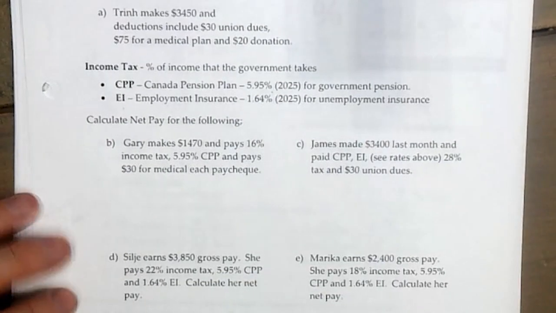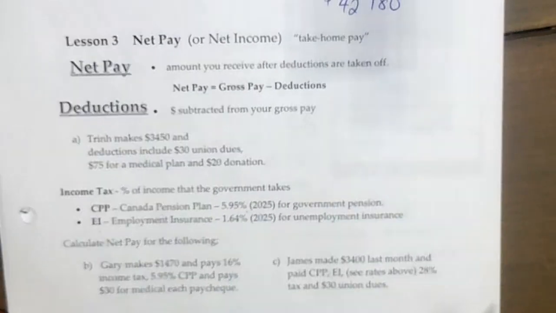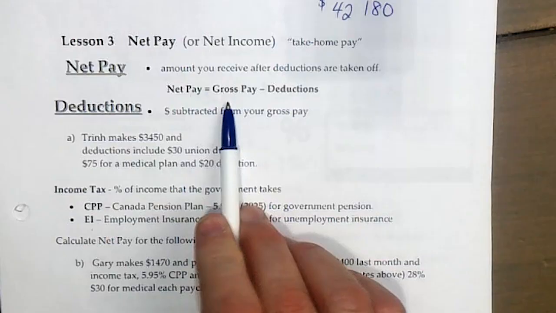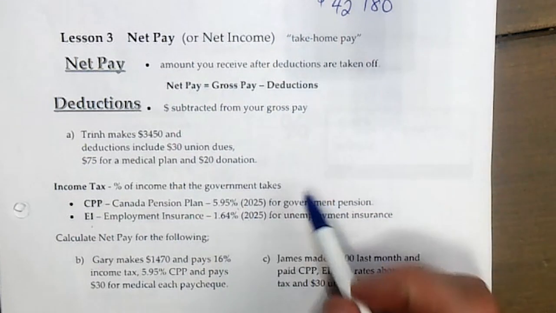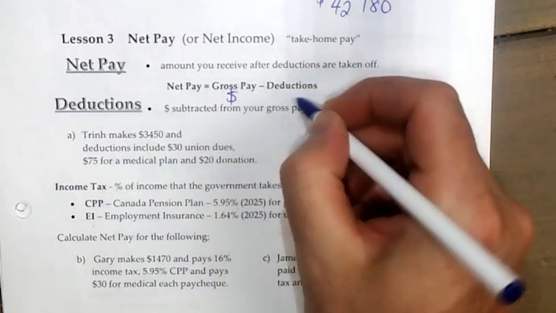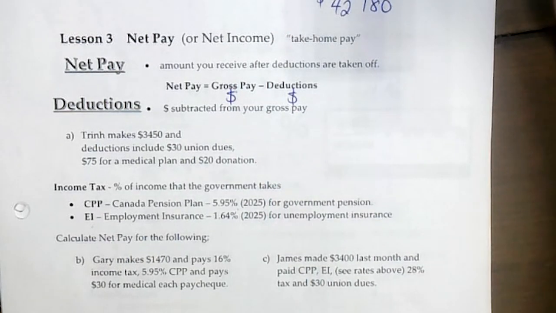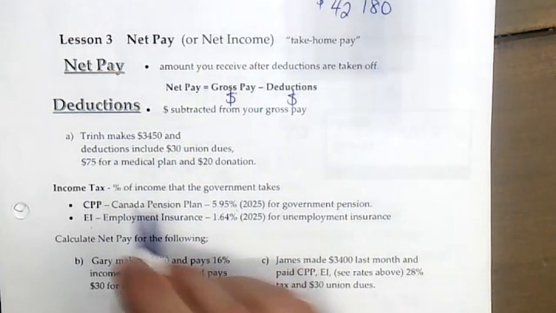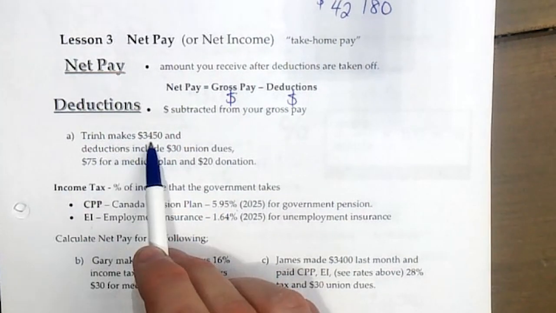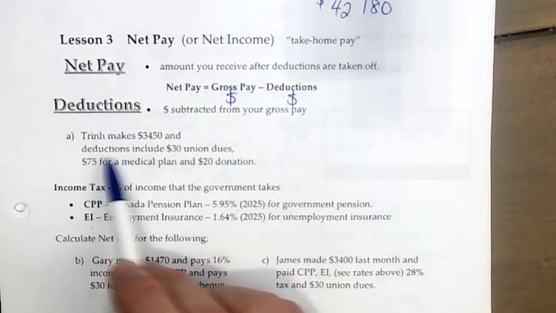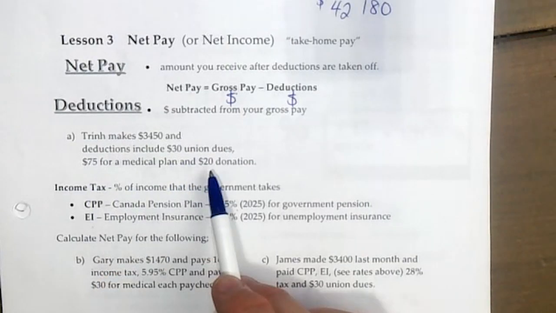So the key thing about net pay is we're taking our gross pay and subtracting deductions. And you can only do that if both of them have dollar signs with them. That's important. So let's take the first one. Trin makes $34.50 in gross pay. She has deductions of $30, $75, and $20.